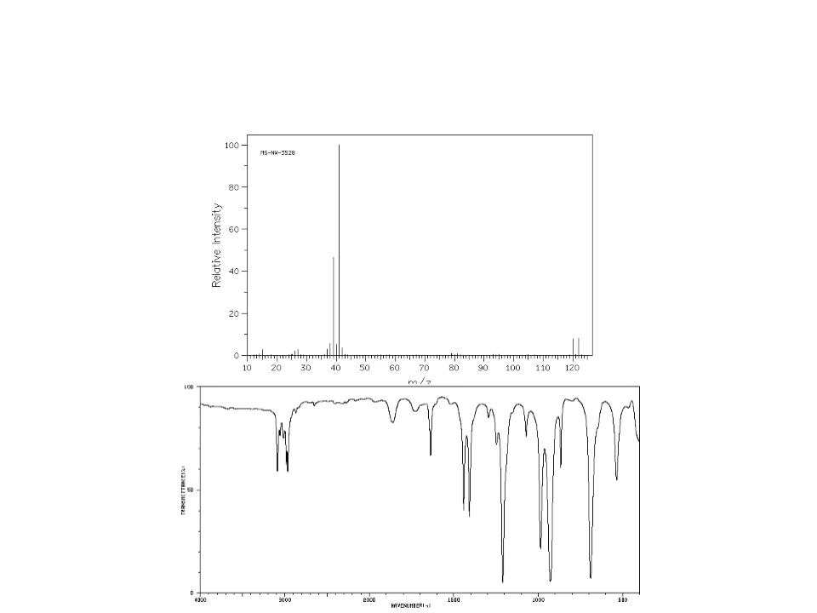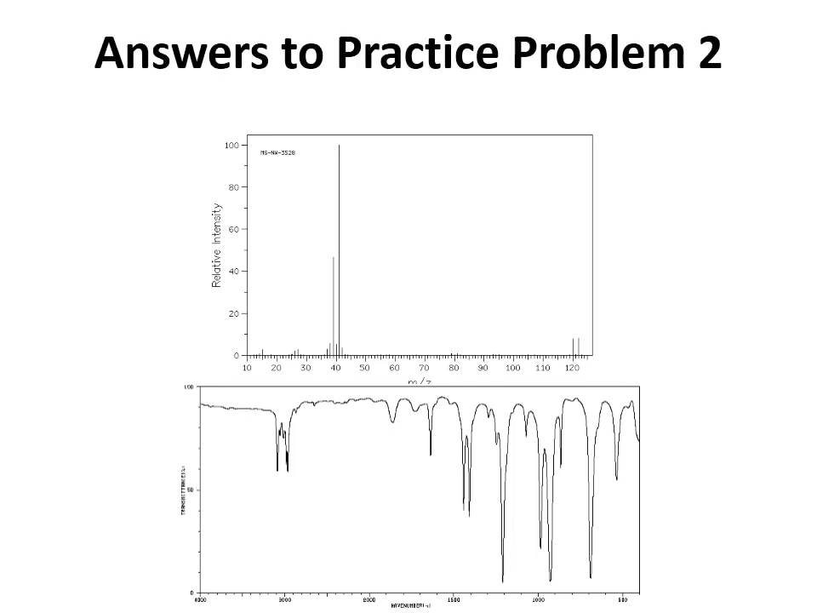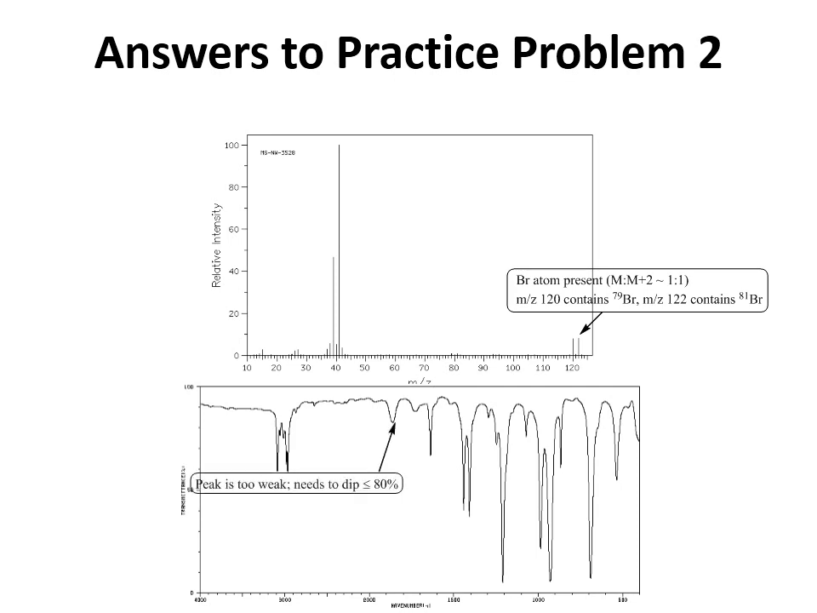Answers to practice problem 2. In the mass spectrum, we have a bromine atom present because the M to M plus 2 ratio is about 1 to 1. For the mass-to-charge of 120, which contains bromine-79, and the mass-to-charge of 122, which contains bromine-81. Now, in the infrared spectrum, there's a tiny little peak that's too weak. That needs to dip below 80%, so we're going to ignore that.